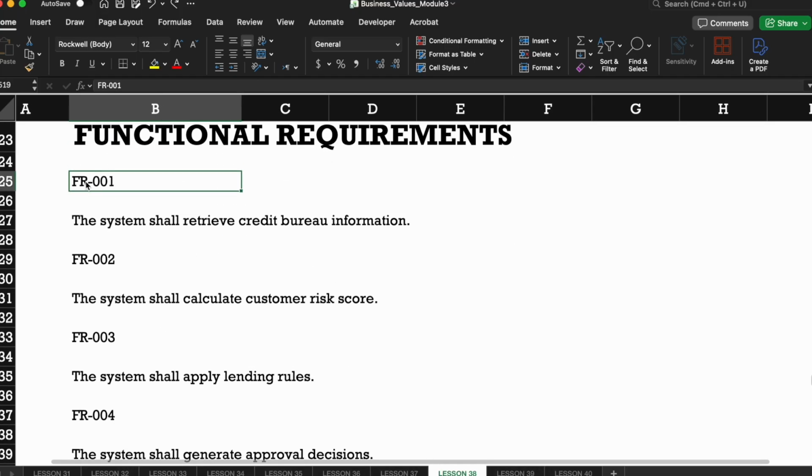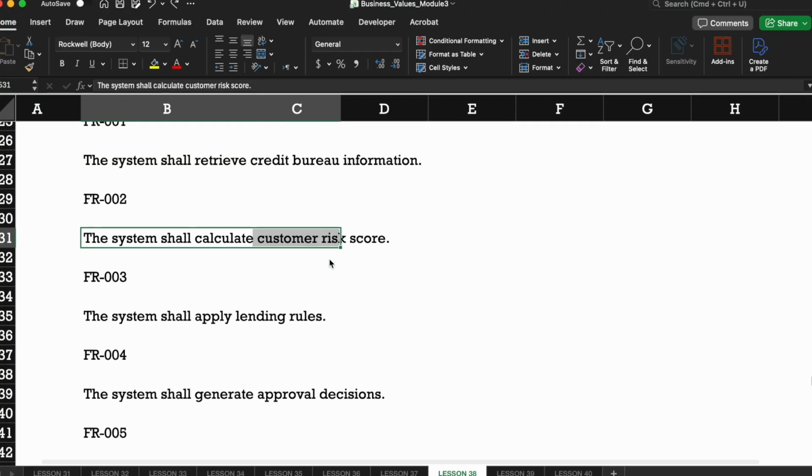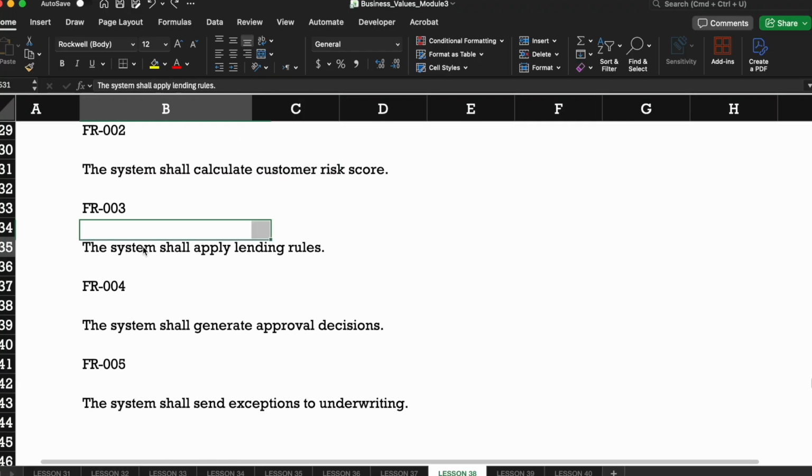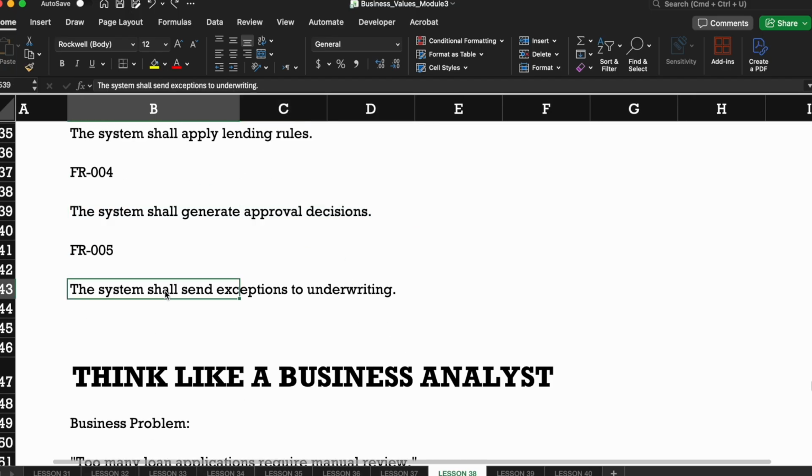Functional requirements. Let's understand. The system shall retrieve credit bureau information. The system shall calculate customer risk score. The system shall apply lending rules. The system shall generate approval decision. The system shall send exceptions to underwriting.